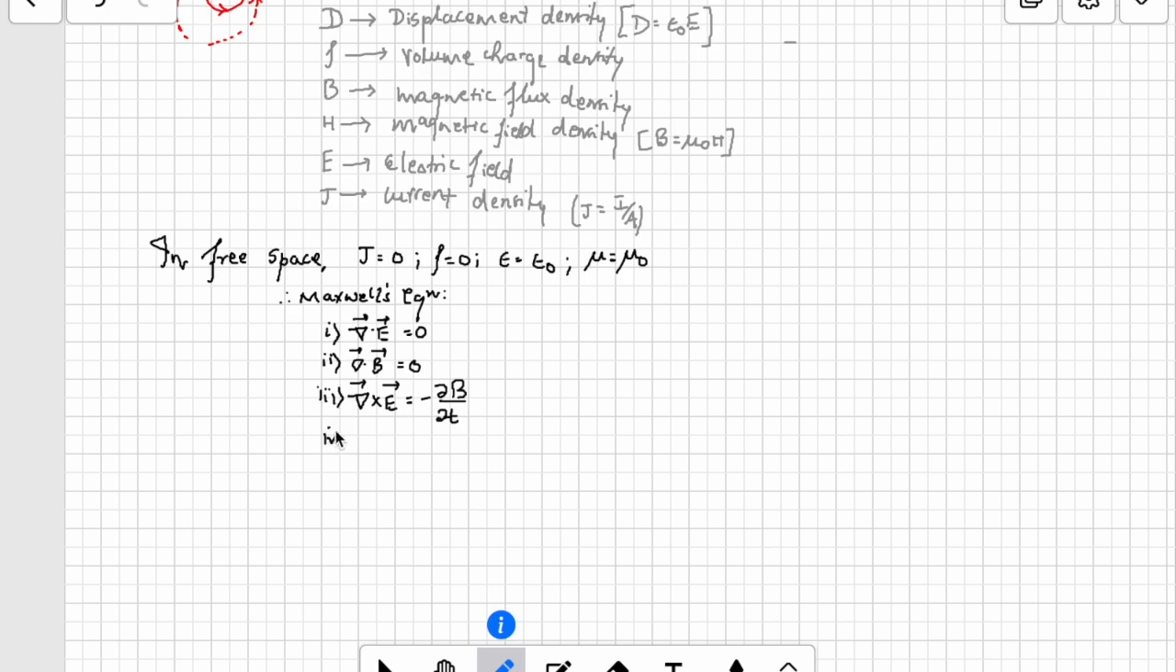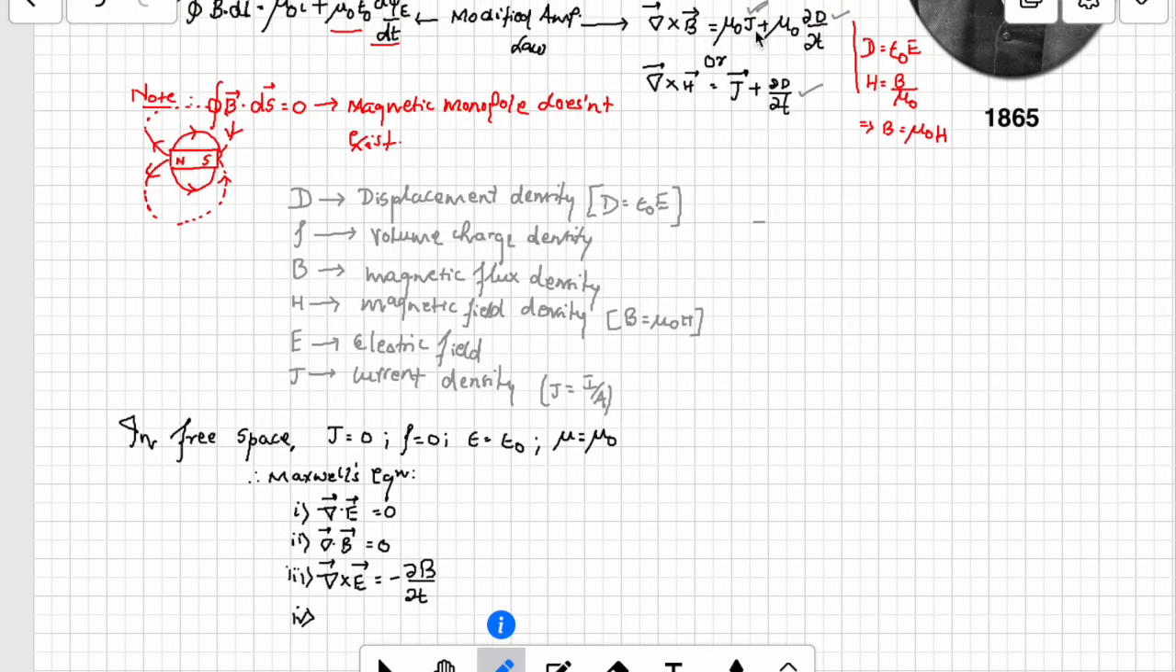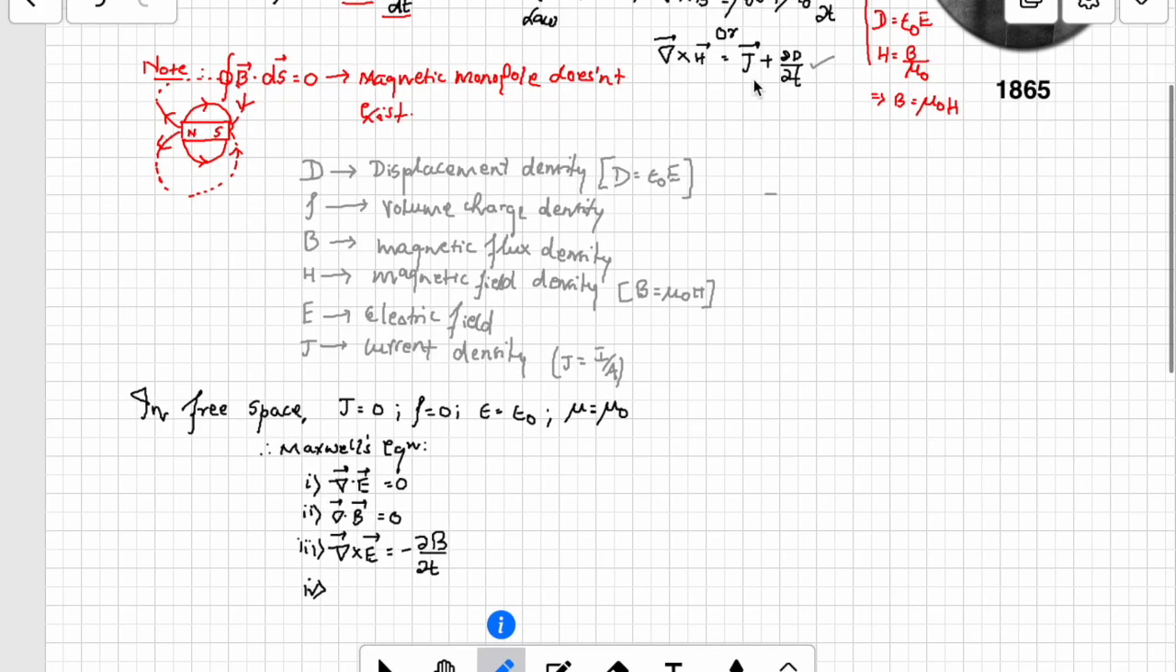And finally, the fourth expression. Let's look into the modified equation. Here we have J, so this part will become 0 and the remaining part will remain as it is. For the fourth expression, I can write it in terms of B or H. Let me write it in terms of B. Del bar cross B bar is equal to mu naught del D by del T. That's it. So this will be the Maxwell's equation in free space.